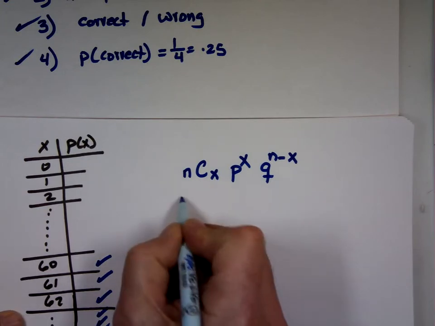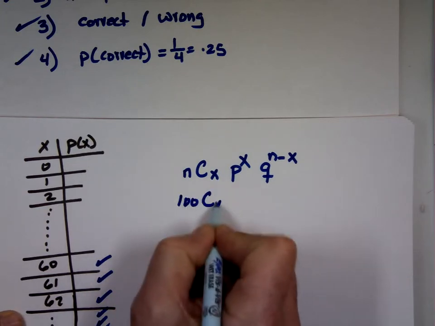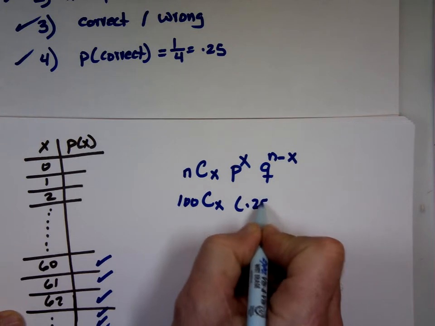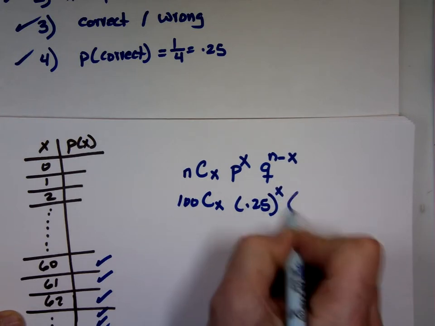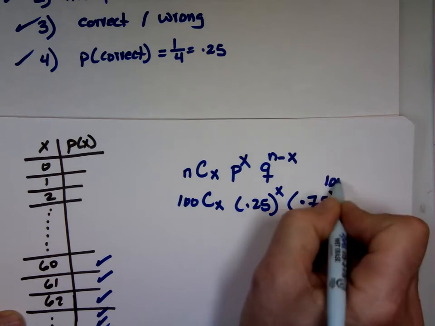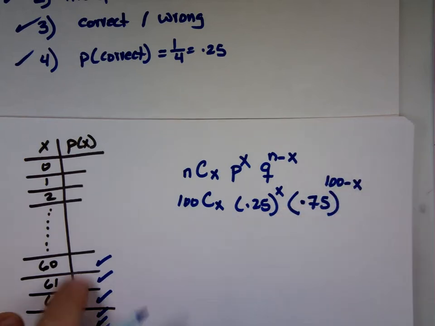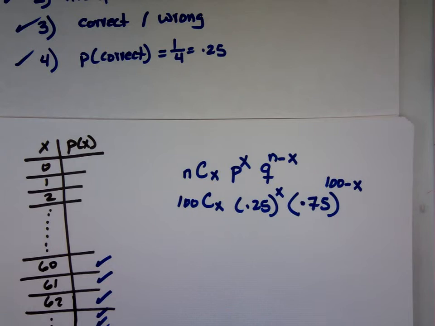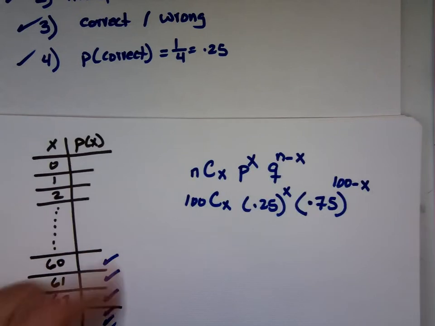And n here is 100, and x is changing. P is 0.25 to the x power, q is going to be the wrong answer, 0.75 to what? 100 minus x. And you got to do it for the 60 when x is 60, x is 61, x is 62, x is 63, and so forth. You got to find all these answers and add them.